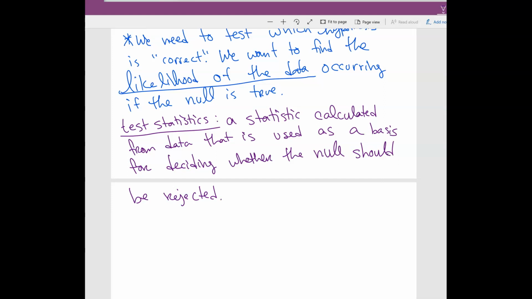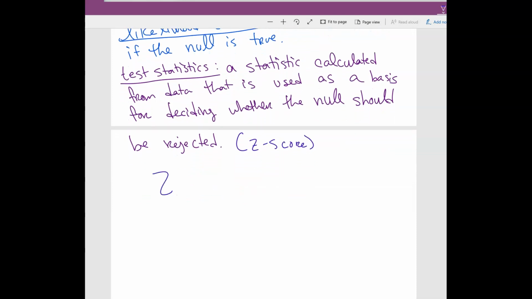So the way that we're going to do this is basically the test statistic is going to be my z-score. Okay, and if you remember how we calculate z-scores, a z-score is calculated the following way: taking the observation, subtracting the mean, and dividing it by the standard deviation. Okay, that's basically what the test statistic would look like. This is a z-score. A z-score is just a test statistic.